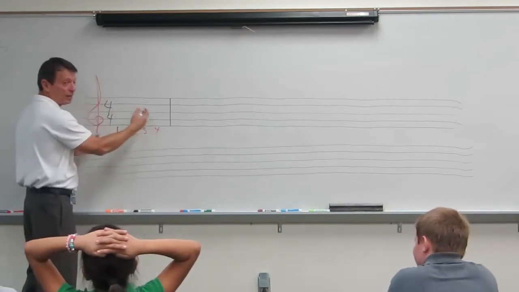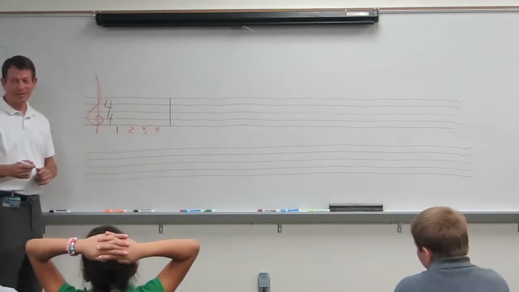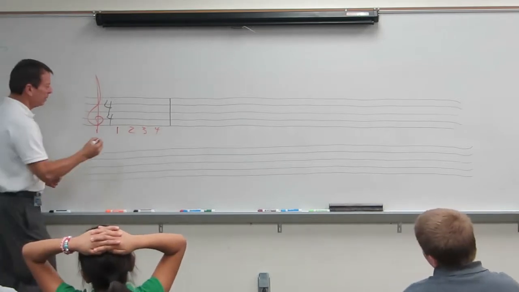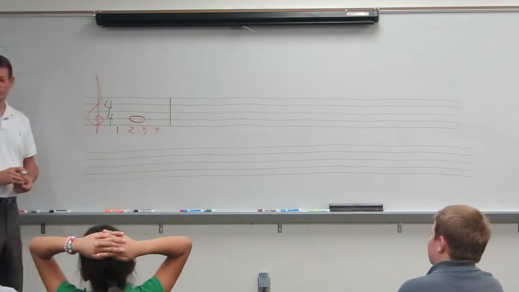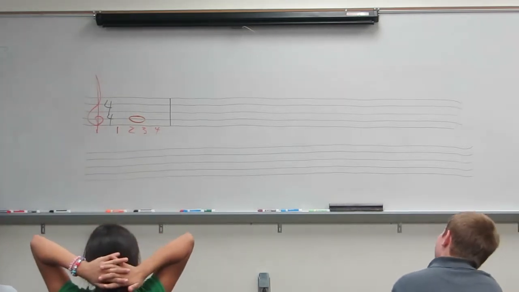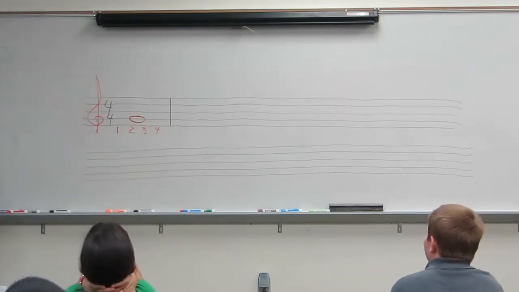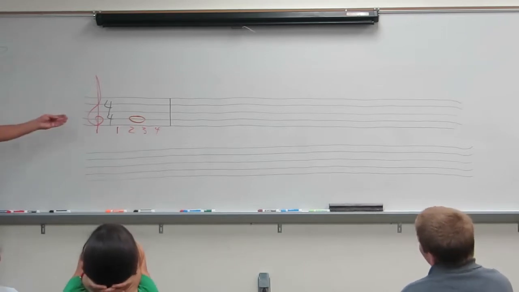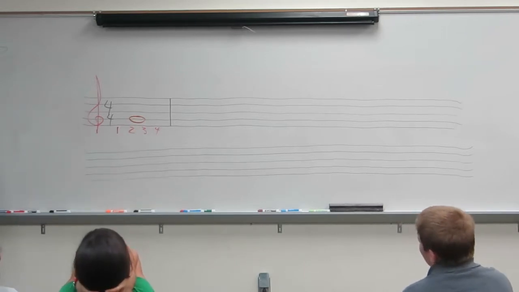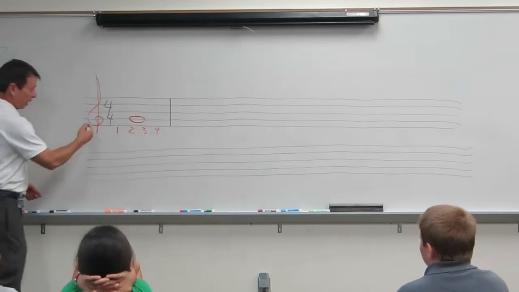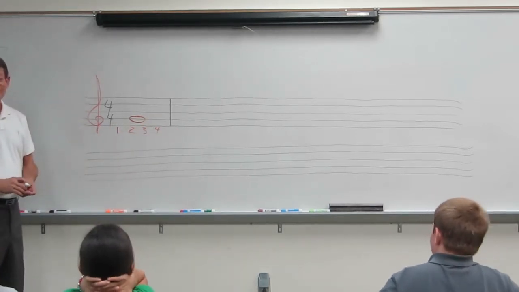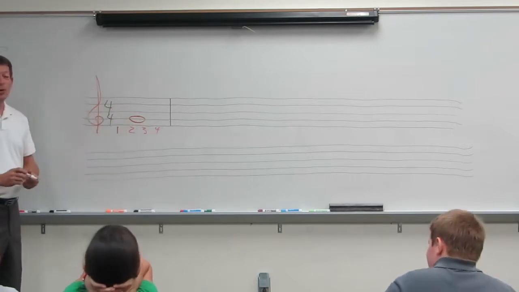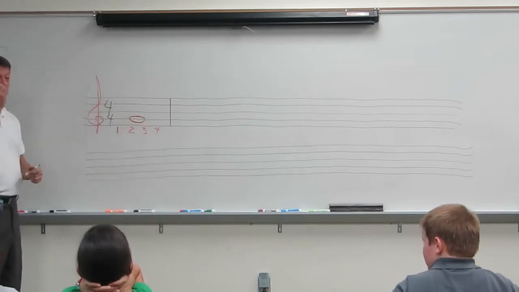A whole note takes up the whole measure. Imagine that. And what does a whole note look like? It looks like a hole. And how many beats will that whole note receive? Everybody? 4. It's taking up the whole measure. The whole measure has 4 beats. It's going to get all 4 beats. So if you want a note that's going to last for 4 beats, you use a whole note.